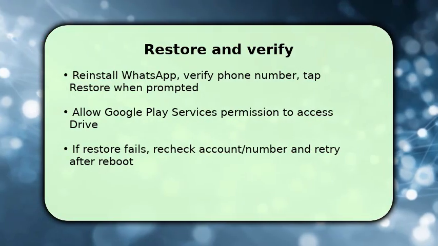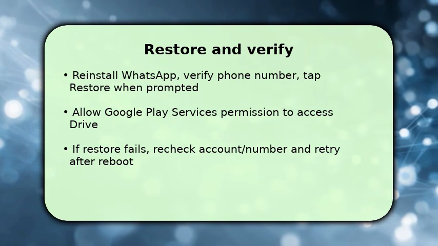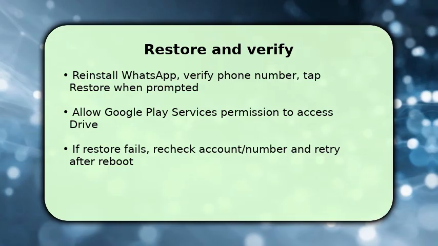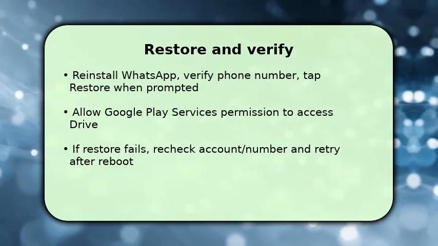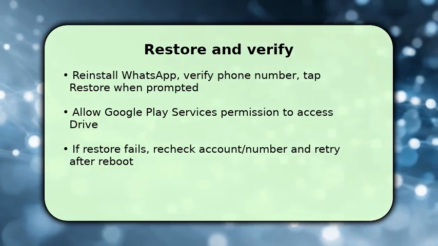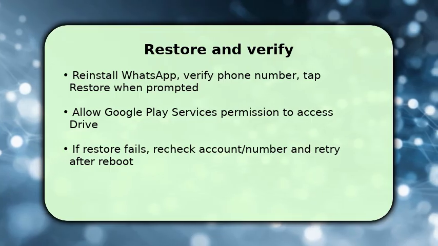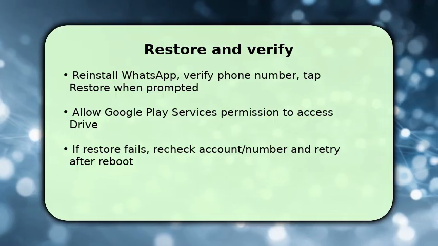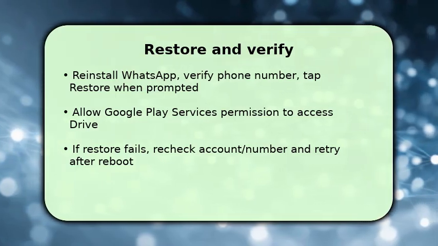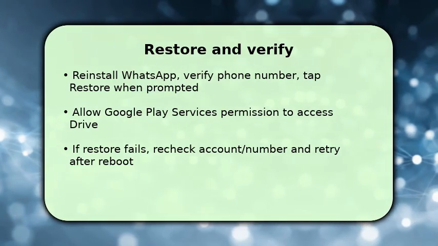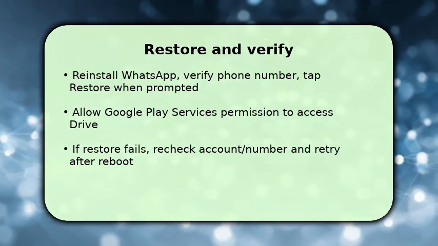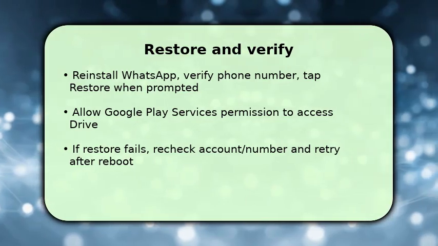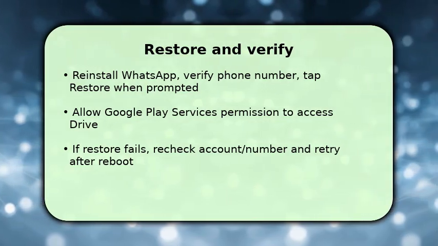To finish, reinstall or open WhatsApp, verify your phone number, and when prompted, tap Restore to pull chat history from Google Drive. Allow necessary permissions for Google Play services to access Drive. Once restored, WhatsApp rebuilds media and messages. Verify important chats and timestamps. If the restore fails, make sure you're signed into the same Google account and the phone number matches the backup. Then reboot the phone and retry. This single troubleshooting tip resolves most permission or account mismatch errors.